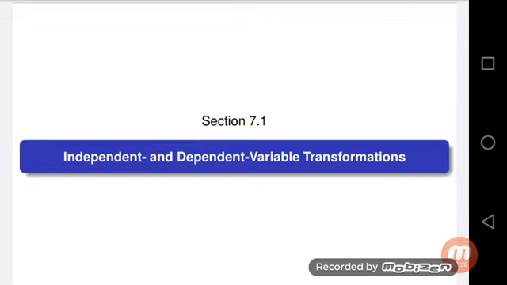First one is independent and dependent variable transformations.